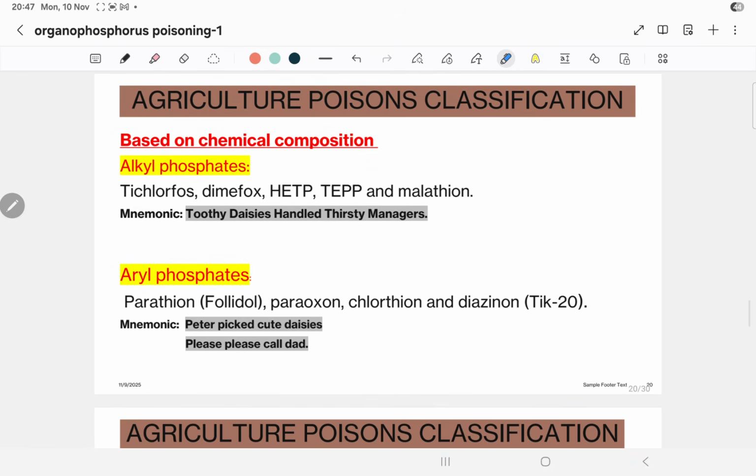Coming to the nightmare called agricultural poison classification. Based on chemical composition, agricultural poisons are classified into alkyl phosphates and aryl phosphates. So how will you remember? There is a mnemonic: Toothy daisies handled thirsty managers. So toothy trichlorphos, daisies dimethoate, handled HETP, thirsty TEPP, managers malathion. Toothy daisies handled thirsty managers, if you can remember that.